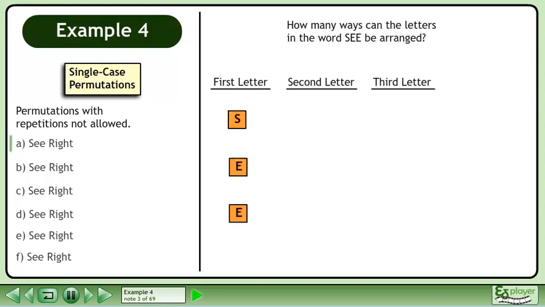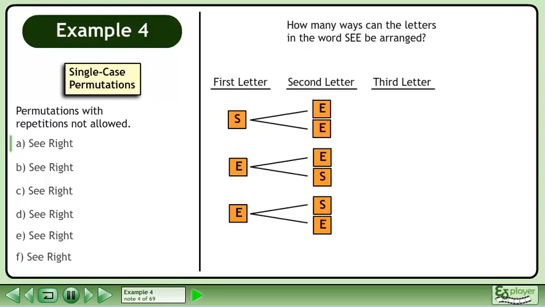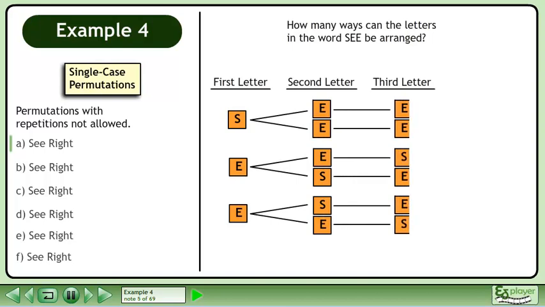The first letter can be S, E, or E. These are the options for the second letter. And these are the options for the third letter. We can form 6 words out of the letter tiles.